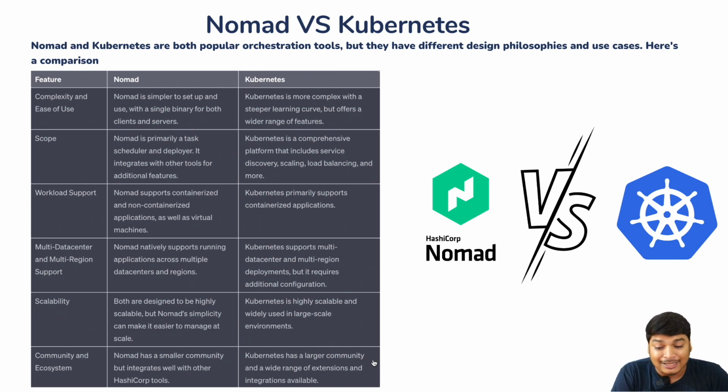Let's complete the community and ecosystem comparison. Nomad has a smaller community but integrates really well with other HashiCorp tools. Kubernetes has a much larger community and a wide range of extensions and integrations available. Since it's a bigger community, many people contribute even at the bigger level for Kubernetes. Okay, so these are the comparisons.